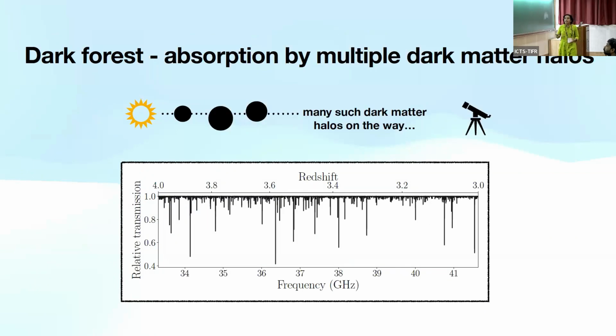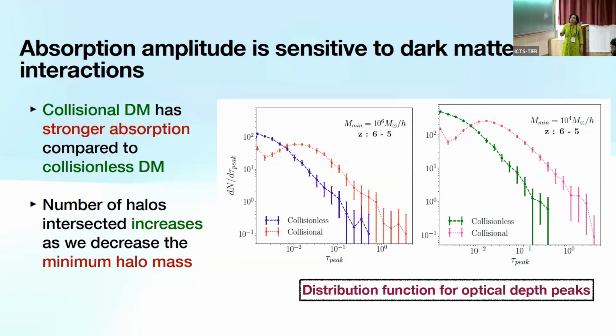But in principle, we will have multiple dark matter halos along the line of sight, and each of these dark matter halos will absorb a photon from the quasar at its rest frame frequency. But due to expansion of the universe, each of these lines is going to redshift, which is going to give us a forest. So this forest is a collection of absorption lines with a certain amplitude and a certain width. So we just counted these lines for a certain amplitude and a certain width and made a 1D PDF, and we found that this amplitude was sensitive to the dark matter self-interactions. Collisional dark matter had stronger absorption compared to collisionless dark matter.